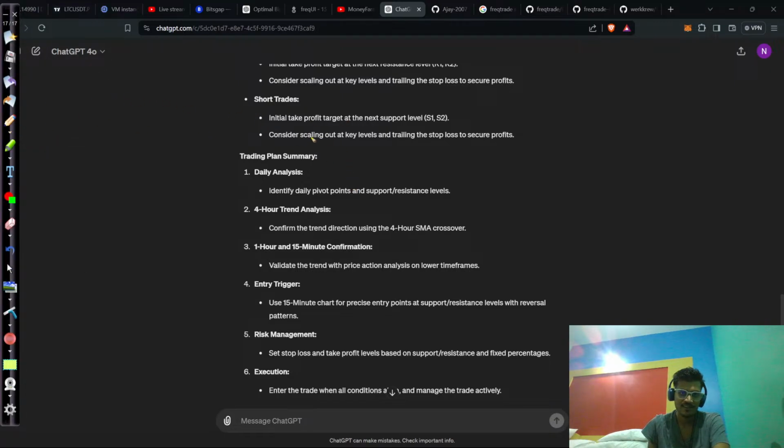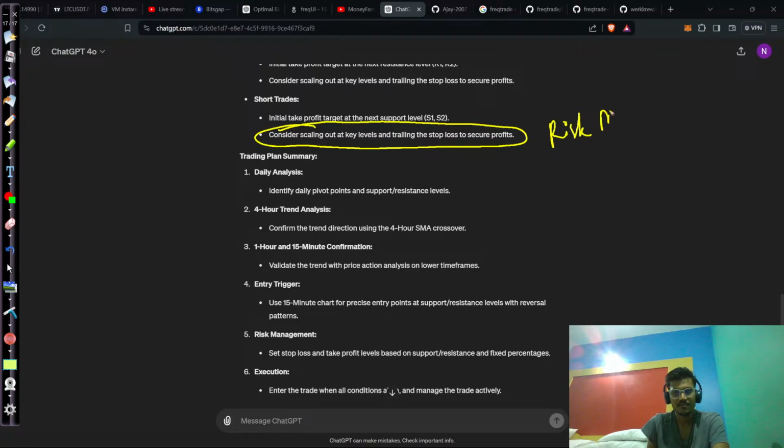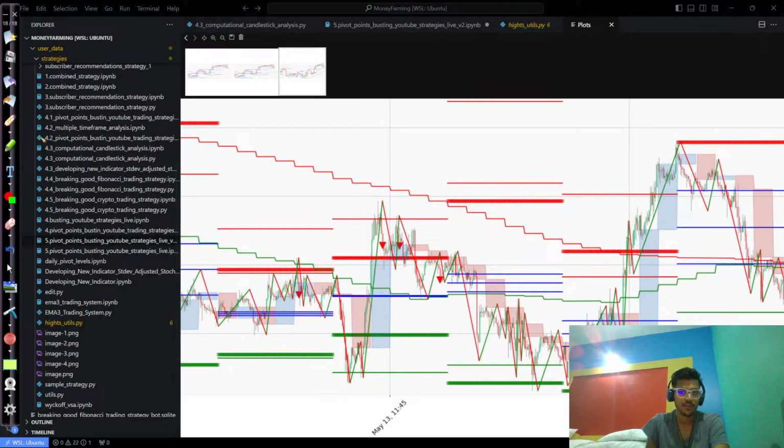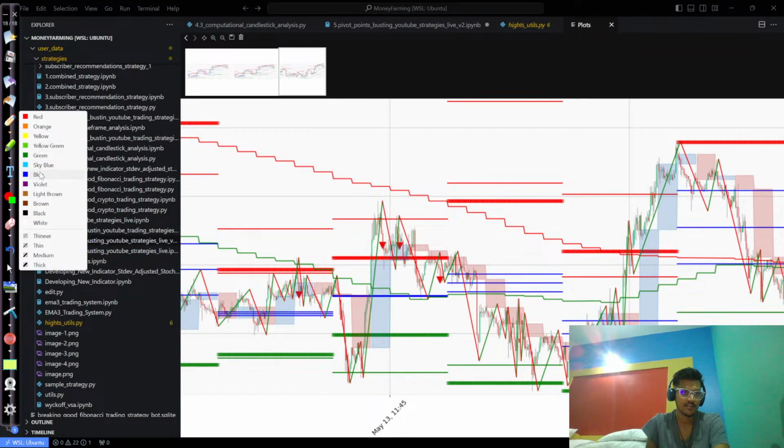Check this out. Consider scaling out at key levels and trailing the stop loss to secure profit. So this is our risk management, guys. This is our risk management, okay? And you can imagine, so I'll actually run that for you. So check this out. For risk management, this is how it's gonna go.